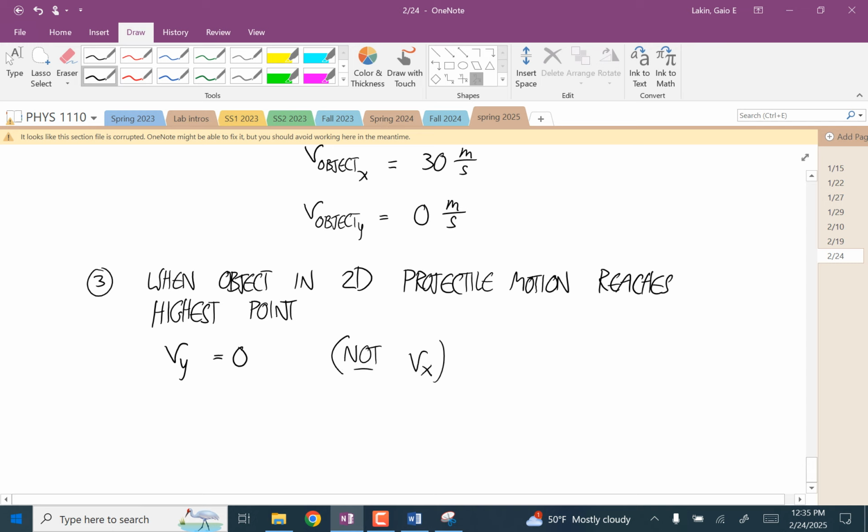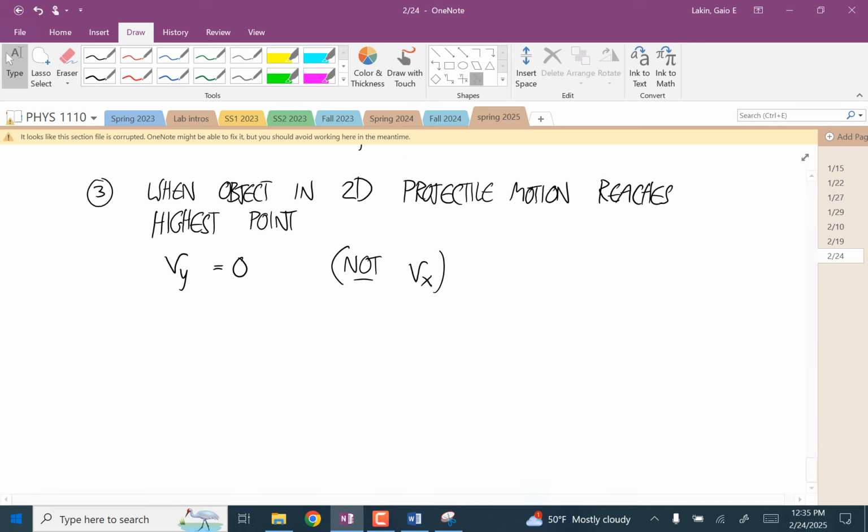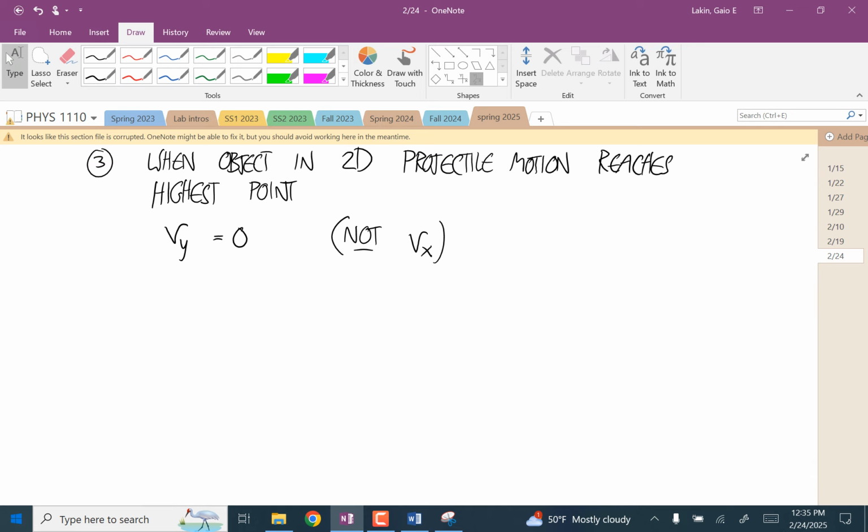Not the x component. So like you might think, based on what we knew about 1D projectile motion, if I said, okay, guess what happens to the velocity when something reaches the highest point, probably most people would guess like, oh, I'll bet the velocity vector is 0. It's a reasonable guess. But it turns out that it's only the y component of the velocity, only the vertical component of the velocity, okay? And it makes sense if you think about it this way.